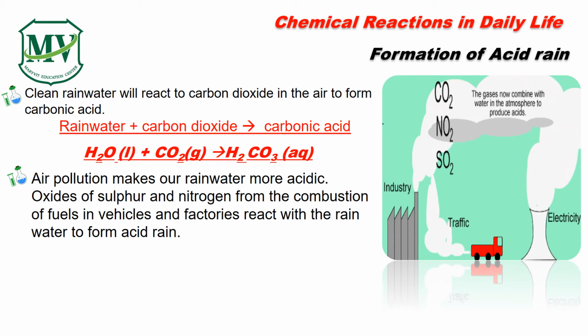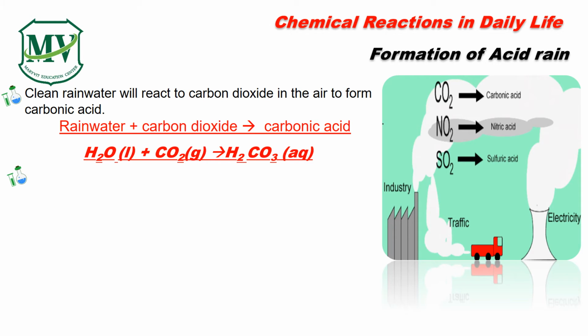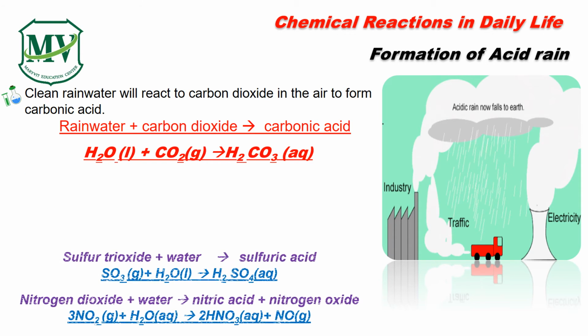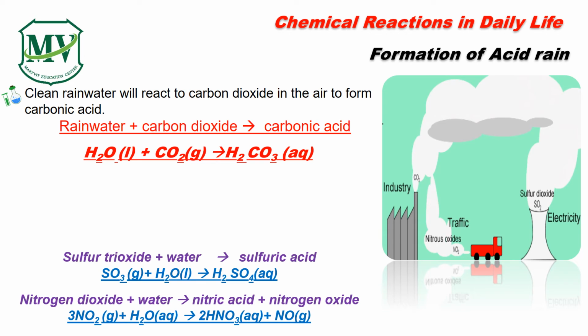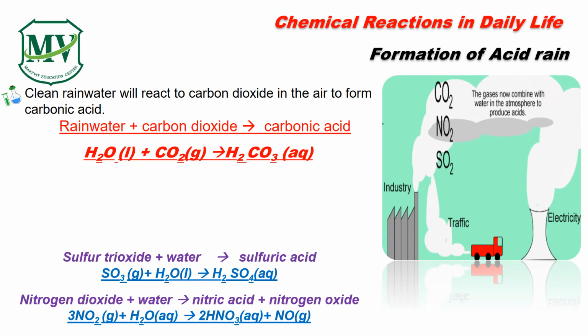Oxides of sulfur and nitrogen from the combustion of fuels in vehicles and factories react with the rainwater to form acid rain. Sulfuric acid is one of the products that creates acid rain. It is formed when sulfur trioxide reacts with water. Another example is when nitrogen dioxide gas reacts with water to produce nitric acid and nitrogen oxide.